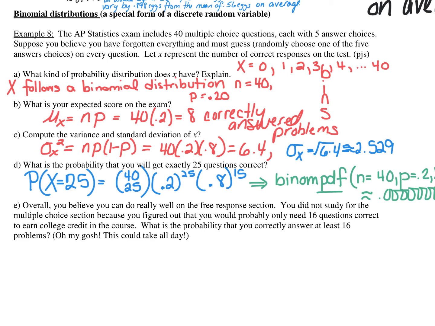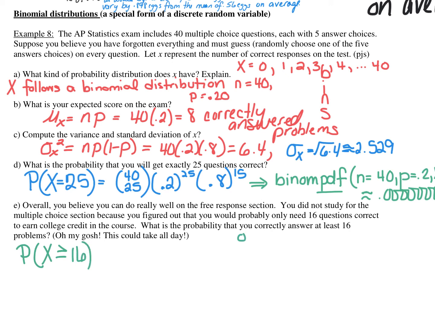Okay. Part E. Overall, you believe you can do really well on the free response section. You did not study for the multiple choice section because you figured out that you probably only need 16 questions correct to earn college credit in the course. What is the probability that you correctly answer at least 16 problems? So this is saying the probability that your random variable is greater than or equal to 16.